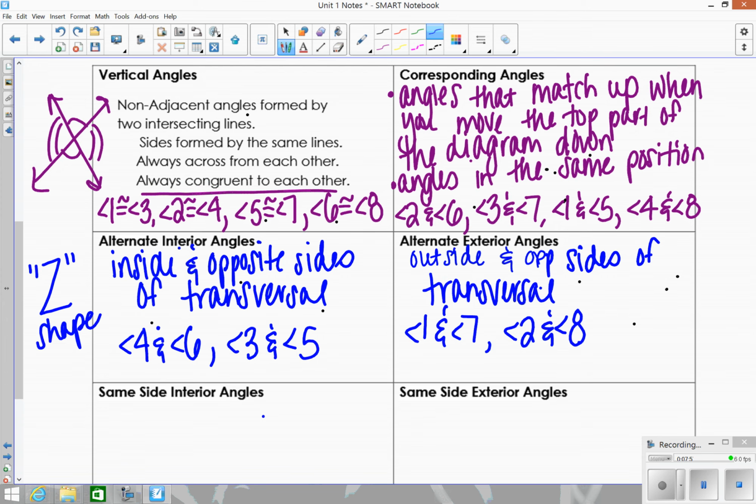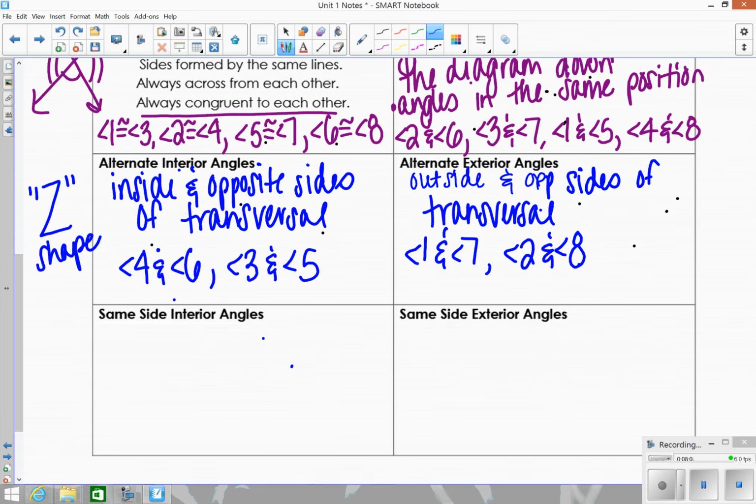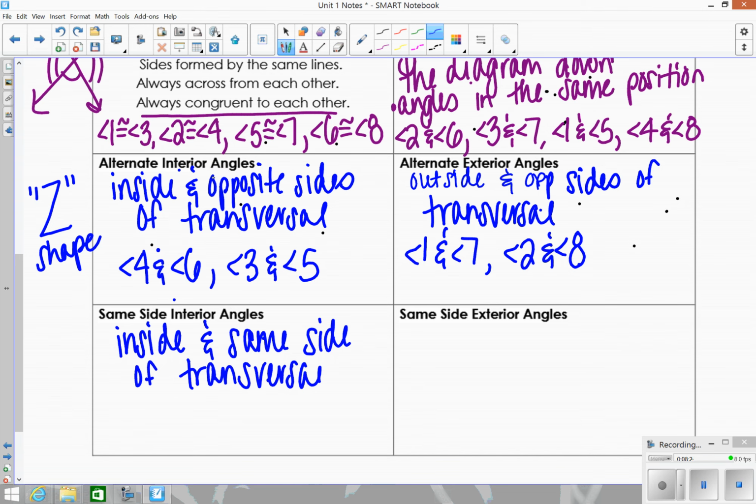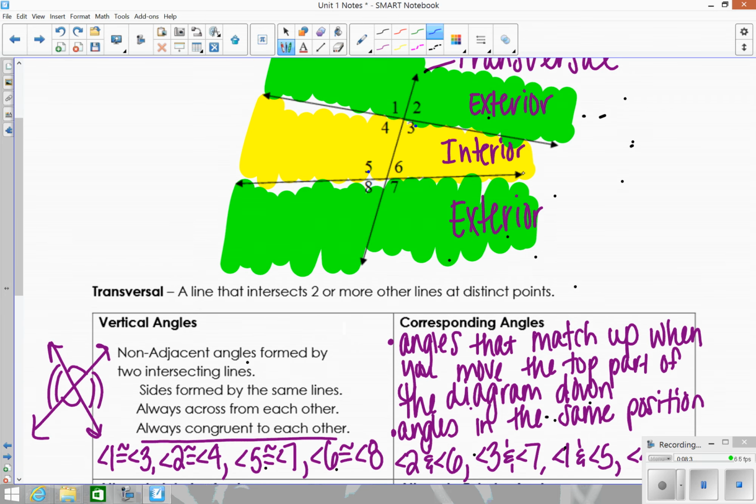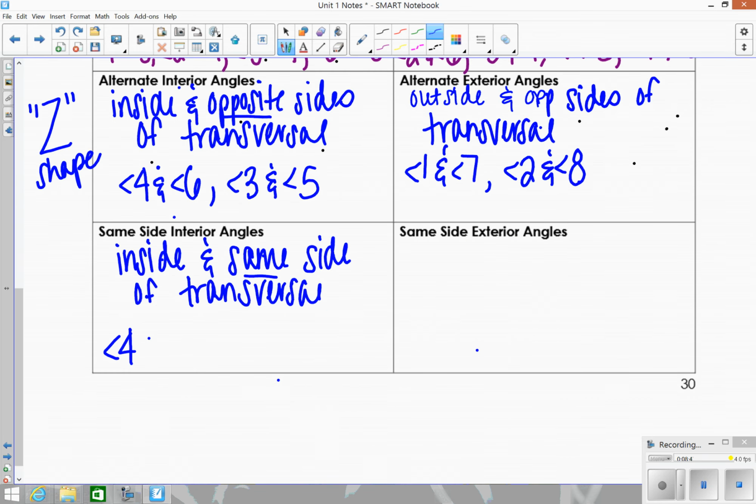And then the last sets here are same side interior and same side exterior. So again, it's basically telling you exactly what it is just by the name. So same side interior, they have to be inside and on the same side of the transversal. So it'll be very similar to thinking about alternate interior, but instead of opposite sides, they're going to be on the same side. So if we go up top, looking in the interior, same side of the transversal. So here's your transversal. Same side of it would be 4 and 5, and then 3 and 6 are on the same side. So 4 and 5, and then 3 and 6.